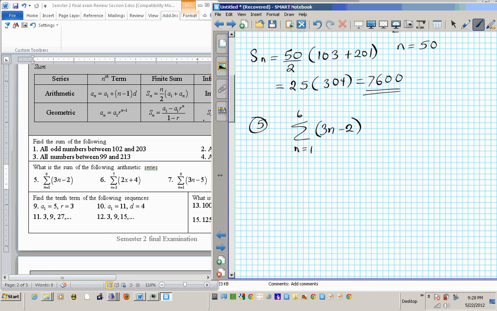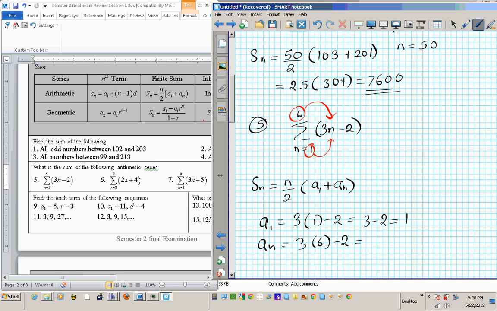All right, so to do this, we need the sum formula Sn equals n over 2 times a1 plus an. In this formula, to get a1, all you do is take the lower limit and plug it into n. To get an, you take the upper limit and plug it into n. So a1 is simply going to be 3, plug in 1 for n here, times 1 minus 2, which is 3 minus 2, which is 1. So that's a1. An is going to be 3, now plugging in the upper limit, times 6 minus 2, which is 18 minus 2. 18 minus 2 is 16.